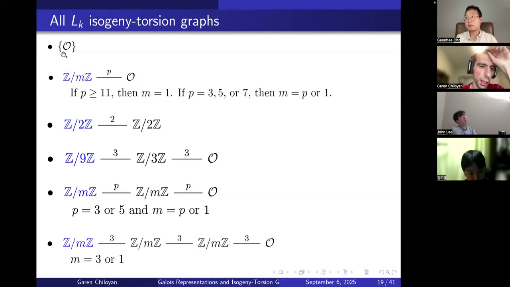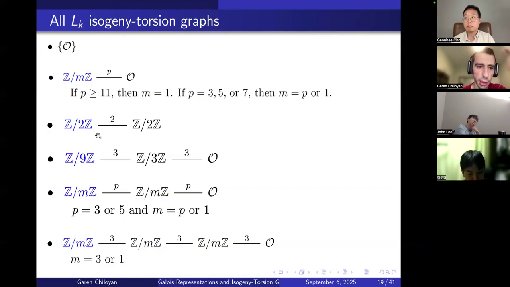If you have a graph with a single vertex, you can only have one single torsion subgroup, just the identity. Or if you have a graph with two vertices, you can have this is a Z mod MZ, but this has to be trivial. If P is any prime isogeny greater than or equal to 11, this Z mod MZ also is trivial. But when P is 3, 5, or 7, M can be Z mod PZ, or it could be trivial. So if you have a 3 isogeny, you could have Z mod 3Z, or trivial, and that's it.